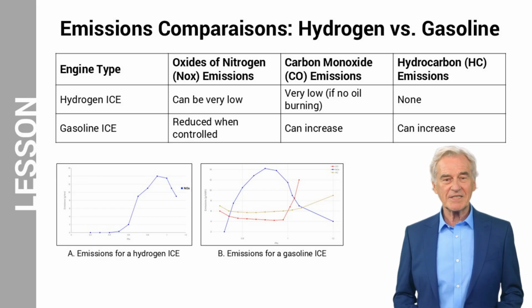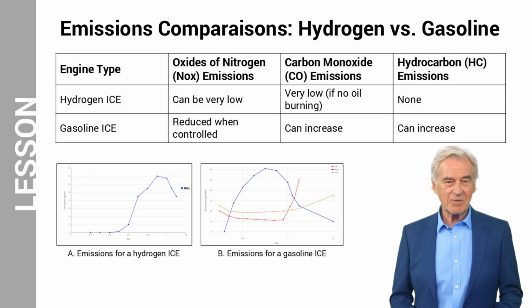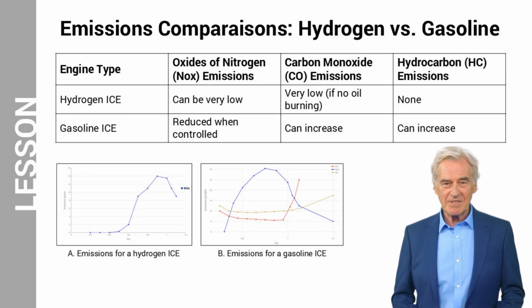Figure A illustrates a typical curve of oxides of nitrogen relative to phi for a hydrogen internal combustion engine. Figure B shows that the oxides of nitrogen for a gasoline internal combustion engine are reduced as phi decreases, like a hydrogen internal combustion engine. However, in a gasoline internal combustion engine, the reduction in oxides of nitrogen is offset by increased carbon monoxide and hydrocarbon emissions.